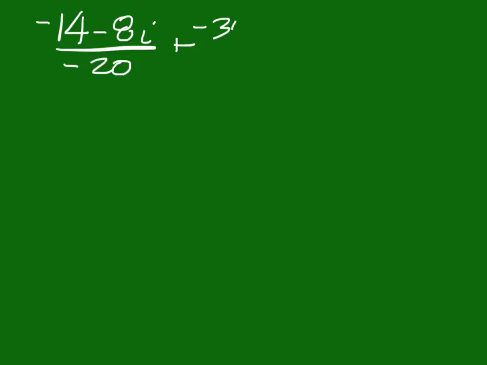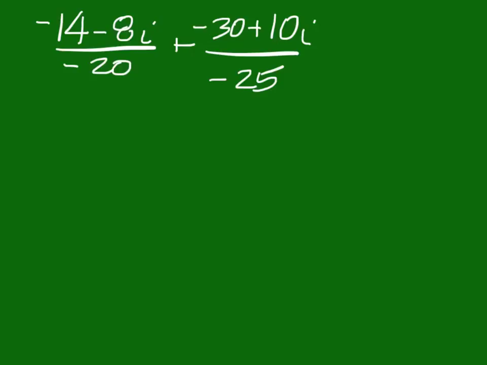Continuing from the last page, a negative 14 minus 8i over negative 20, and then plus a negative 30 minus, or actually plus 10i over a negative 25. Is that the same as the last screen?